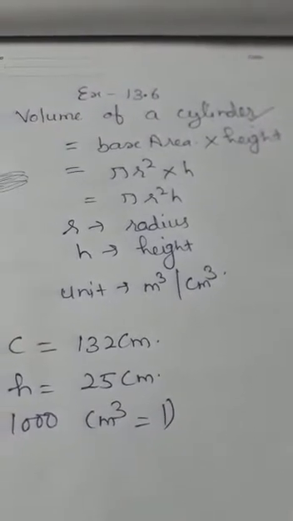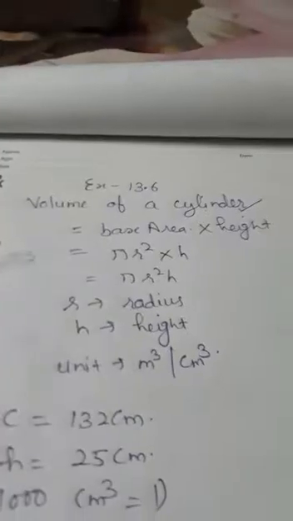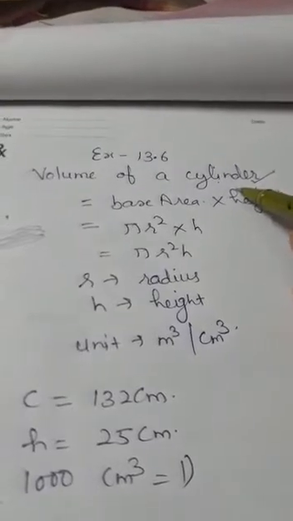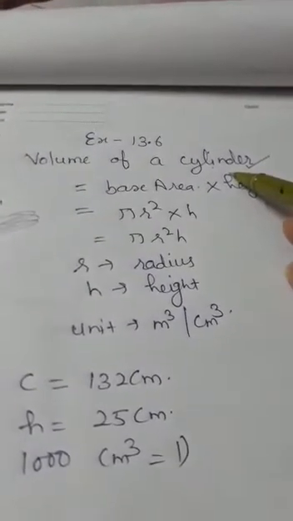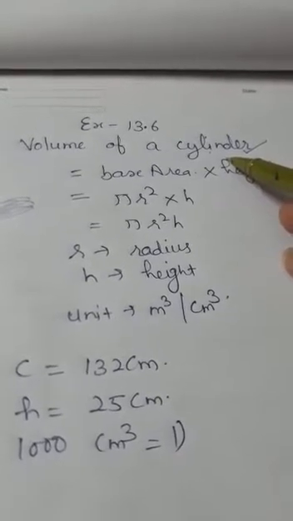As we were doing chapter number 13, surface area and volume. Surface area we have completed and we have started with volume. Yesterday we completed volume of cube and cuboid. Today we will start with cylinder.